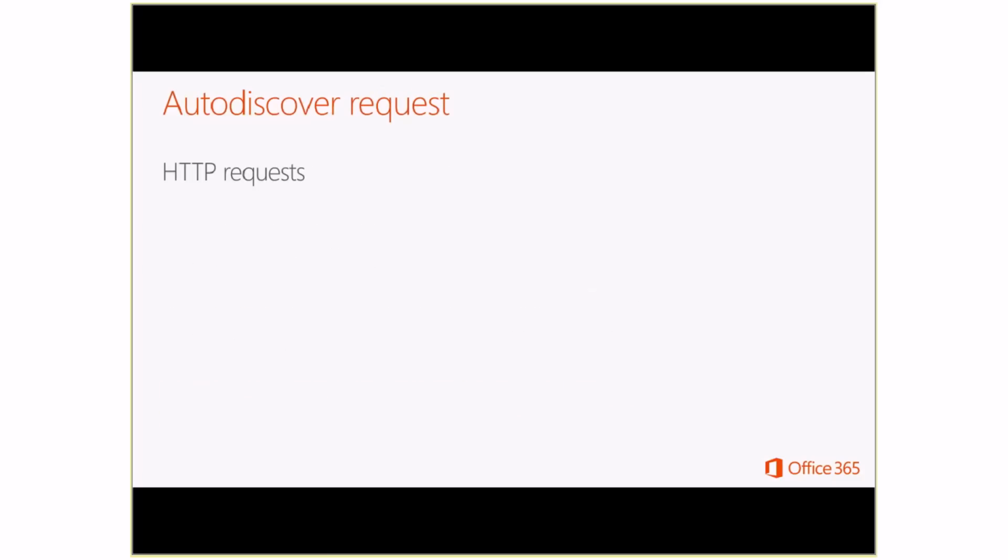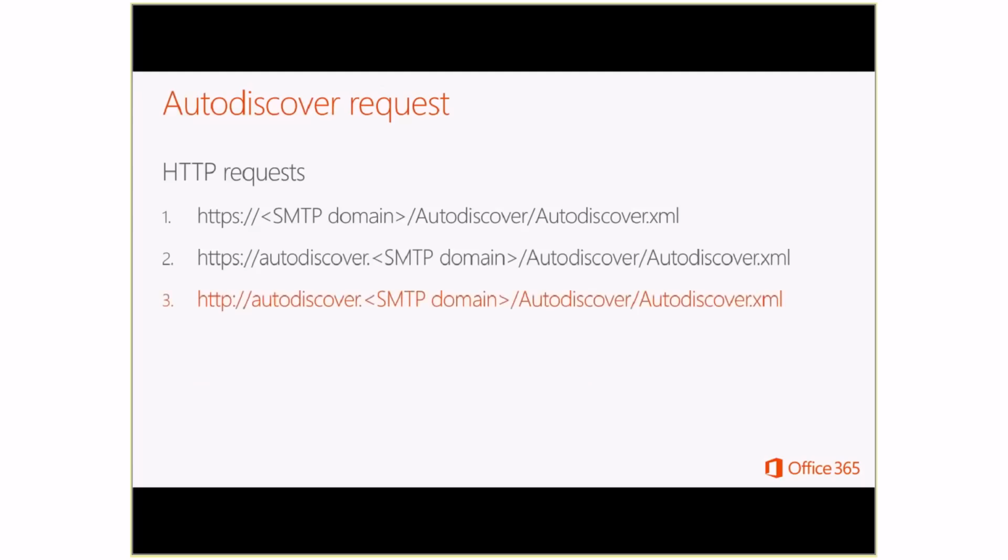And with these DNS queries, the client will generate HTTP requests based on the results. So the first request would be HTTPS, the SMTP domain, /autodiscover/autodiscover.xml. If that one fails, then it does the DNS, and then does HTTPS autodiscover.the domain. And then the third is HTTP. This we're trying over port 80.